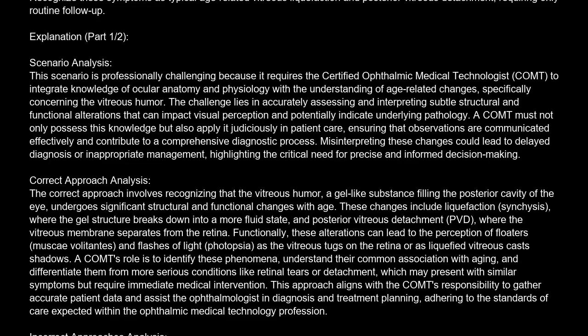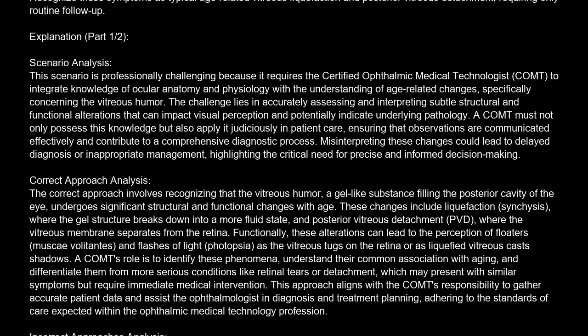Correct answer is A. Recognize these symptoms as typical age-related vitreous liquefaction and posterior vitreous detachment, requiring only routine follow-up. Explanation. Scenario analysis. This scenario is professionally challenging because it requires the certified ophthalmic medical technologist, COMT, to integrate knowledge of ocular anatomy and physiology with the understanding of age-related changes, specifically concerning the vitreous humor.